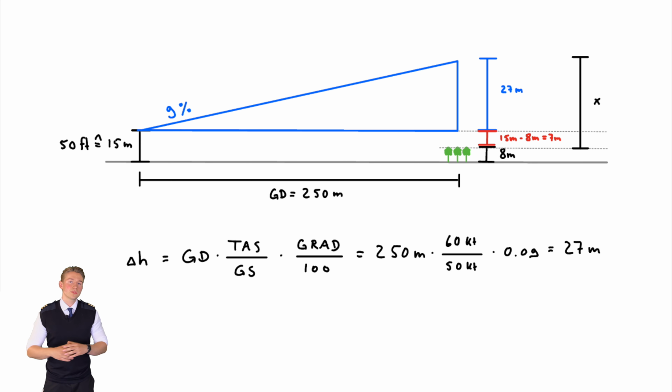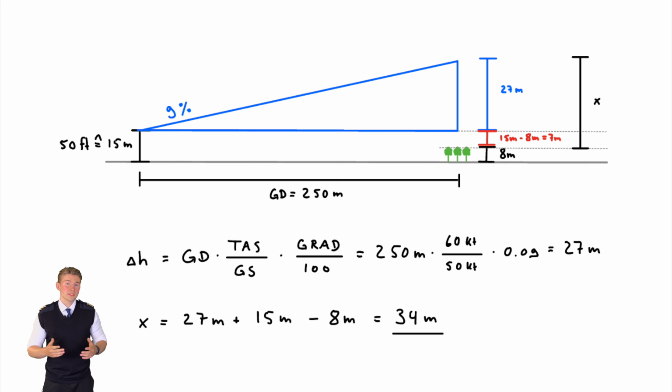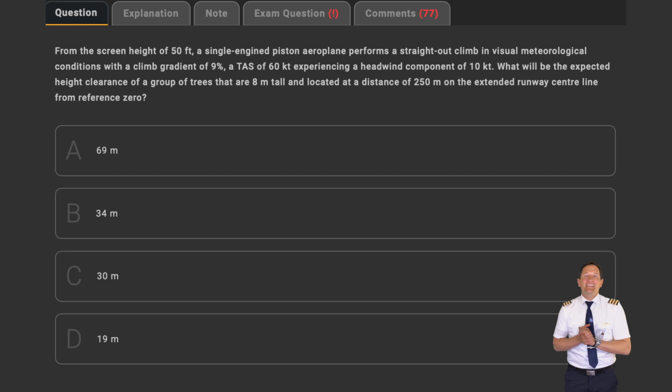The 50 feet screen height equals 15 meters, so we effectively climbed to 42 meters. And the question asks, how high are we above the trees? So we subtract the 8 meters and bam, 34 meters is the solution. 34 meters is the correct answer.